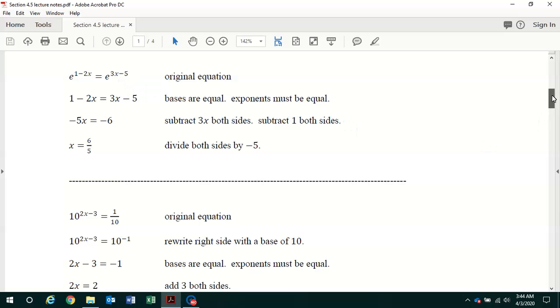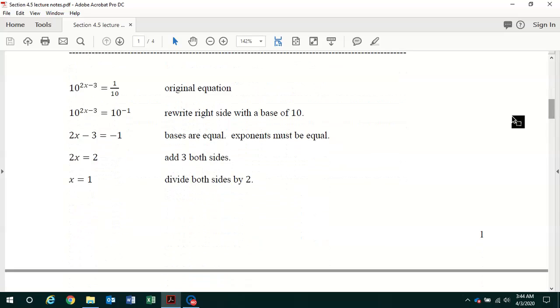And then lastly, we have 10 raised to the 2x minus 3 power is equal to 1/10. So this is not an exponential on the right hand side the way it's written, but we know 1/10 is the same as 10 to the minus 1 power. Remember, the negative sign in the exponent means reciprocal, so 10 to the minus 1 is the same as 1 over 10 to the plus 1, or 1/10. So 1/10 is equal to 10 to the minus 1.